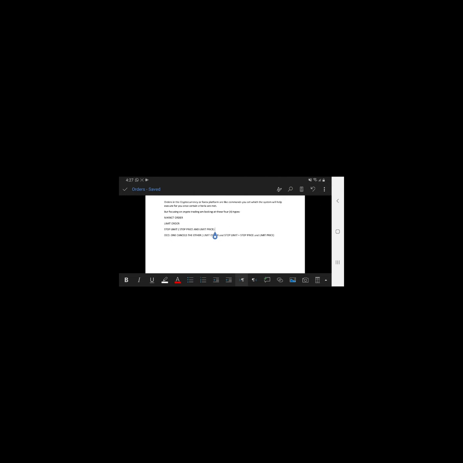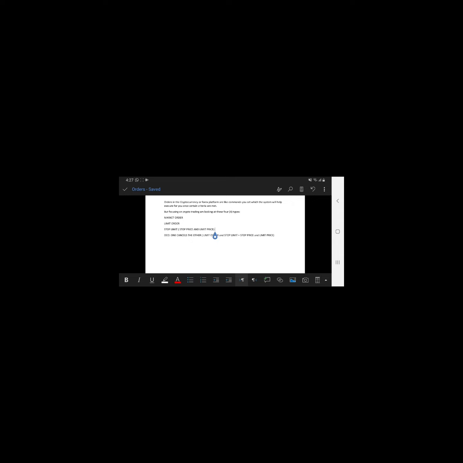Then we have another one, the stop limit. It has to do with a stop price and a limit price at the same time. The stop price is like a trigger price, it triggers your limit price, it brings your limit price into the order book. That's what the stop price does, it's like an activator. It brings whatever you want to buy or sell into the order book because the market is closer to that particular price you set.